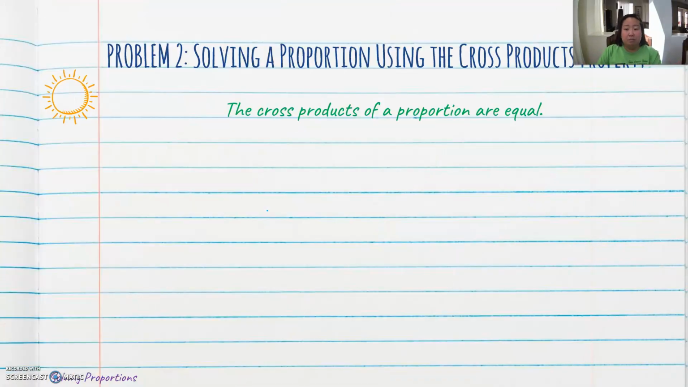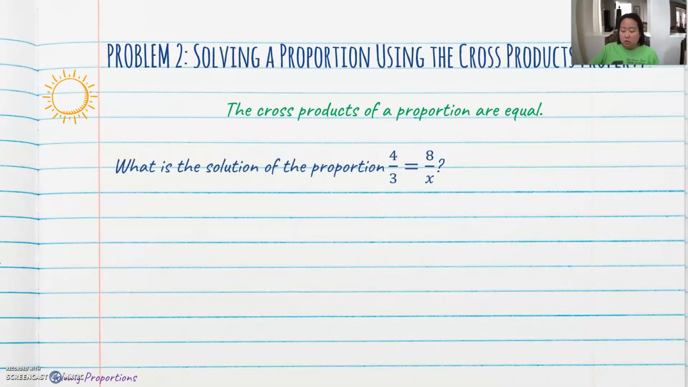The other method, and I would say you are more familiar with this method if you have done proportions in middle school, is the cross product property. Cross products of proportions are equal. That's the cross product property. So how do we work this out? Let's have our example. We have 4 over 3.